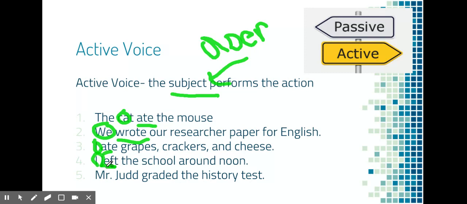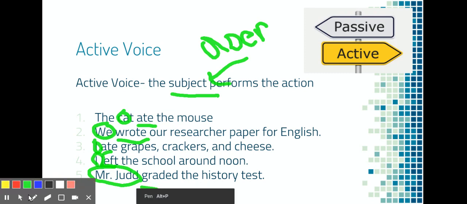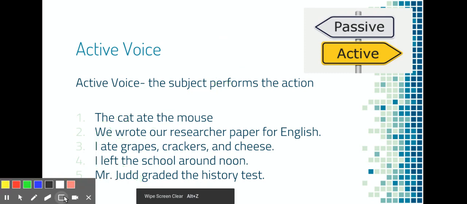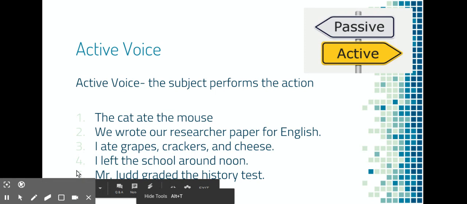Mr. Judd graded the history test. Well, Mr. Judd is the subject, and who graded? Mr. Judd. Now, the opposite of that is passive voice.